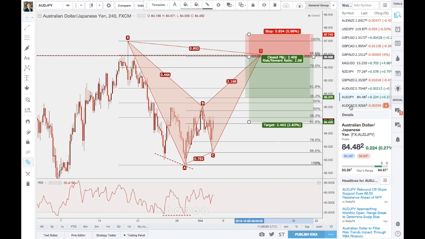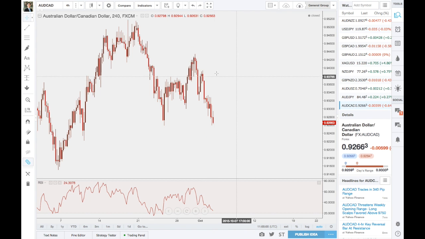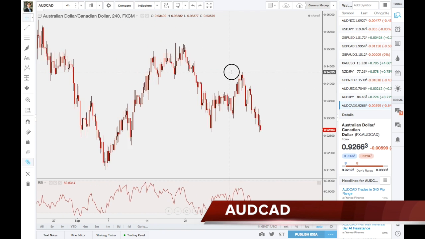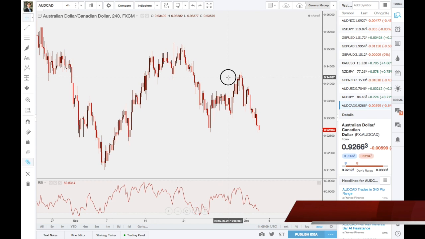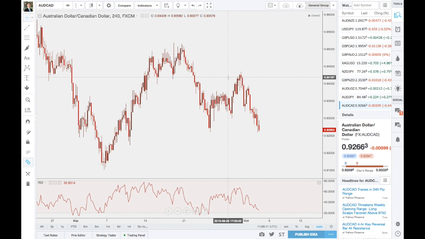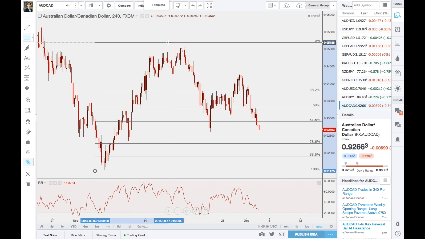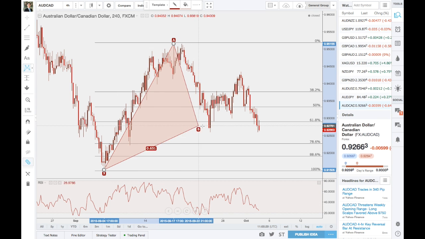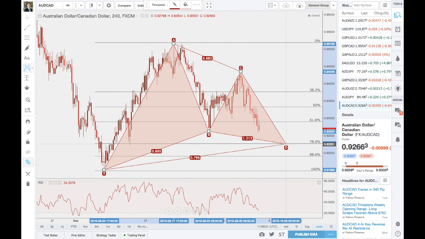The last pair that I want to bring you through in this video is the Aussie Canadian dollar. The past two setups were mainly bearish setups, but in this case, what we have over here is a bullish one. If I pull in my Fibonacci from my recent low to the recent high, what we see is that this retracement comes in around the 618 region. And this gives us a potential Gartley pattern. The potential Gartley pattern completes around the 786.